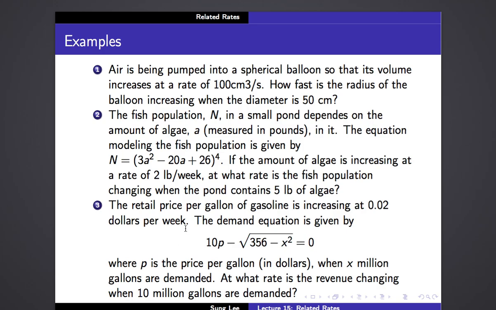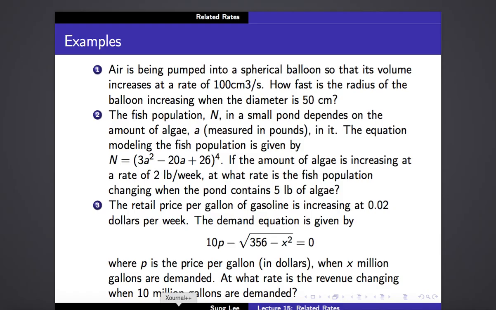Okay, so next example. The retail price per gallon of gasoline is increasing at $0.02 per week. The demand equation is given by the following function: 10p minus the square root of 356 minus x squared equals 0. Here, p is the price per gallon in dollars when x million gallons are demanded. At what rate is the revenue changing when 10 million gallons are demanded? So when x equals 10 million gallons, at what rate is the revenue changing? We need to know what the revenue is.